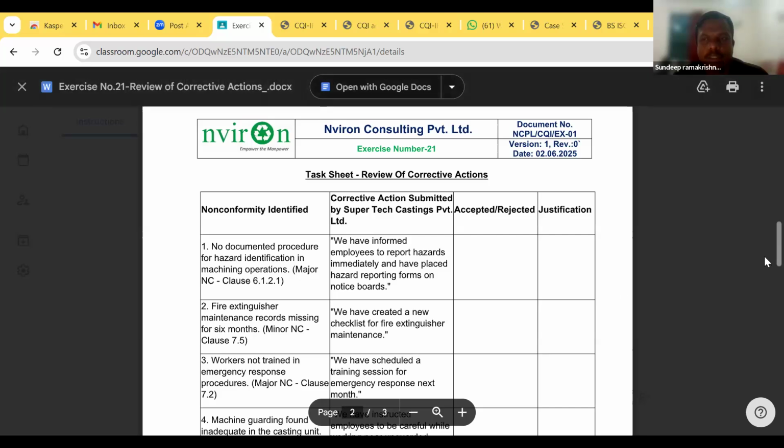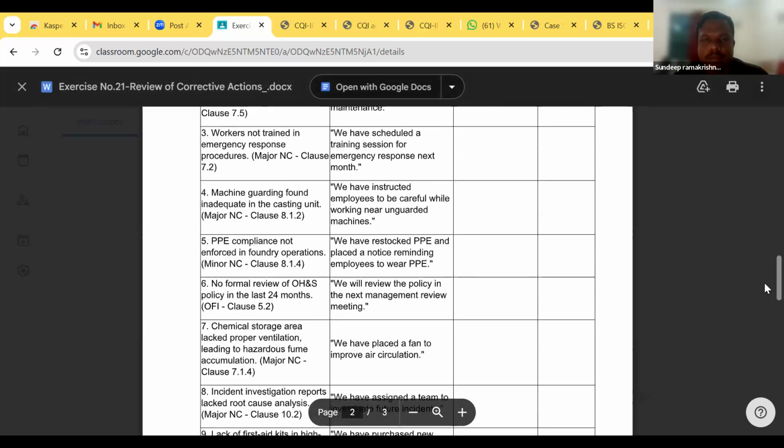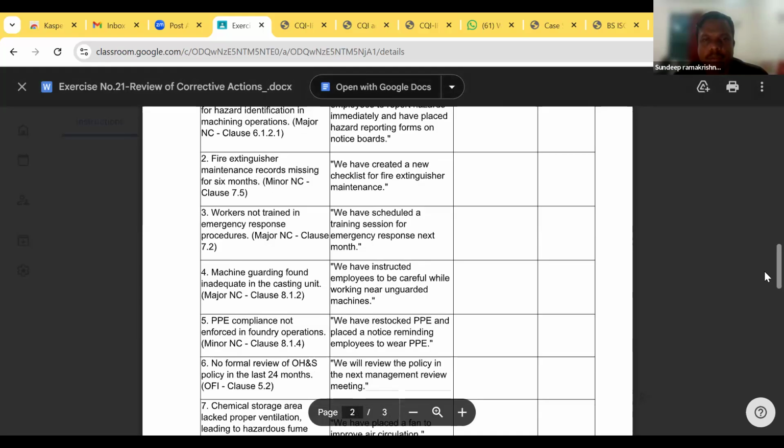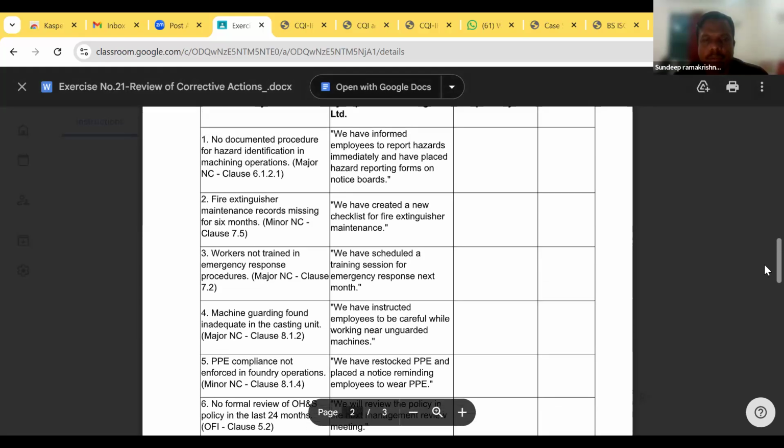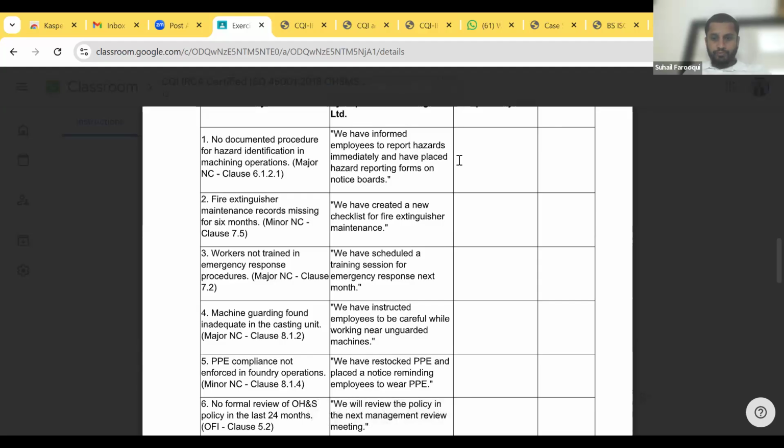Suhail Faruqi, what is your answer? Yes, sir. This answer, this corrective action, do you accept? So the first one, yeah, first one only. That is what we are working with. Yes, sir. No, I will not accept, sir.